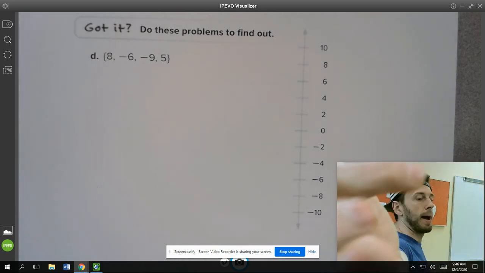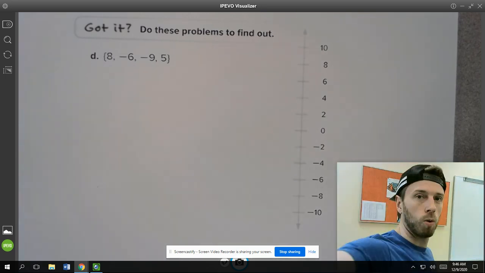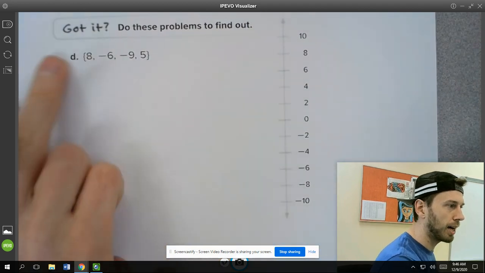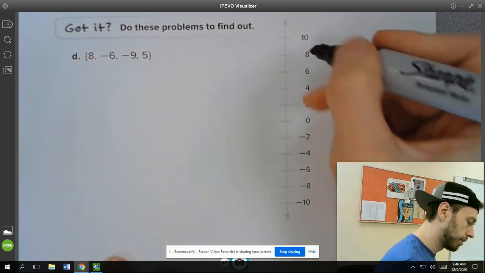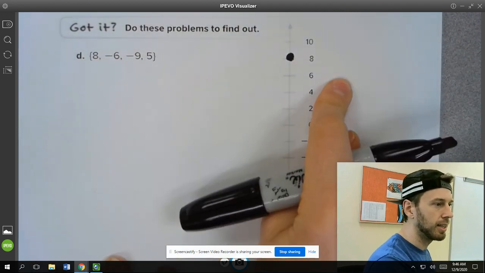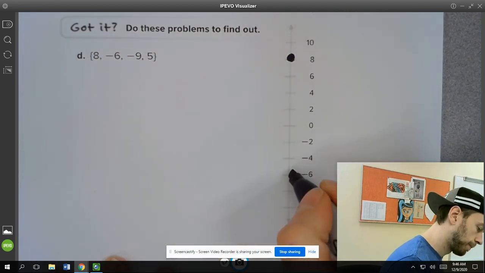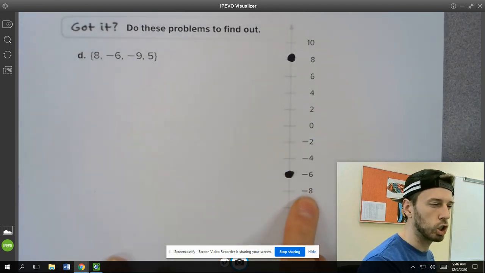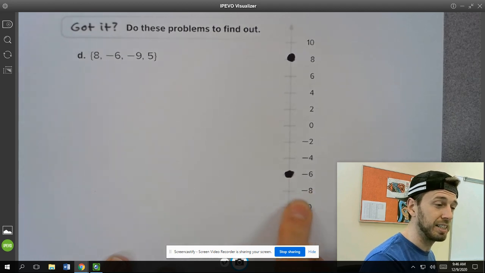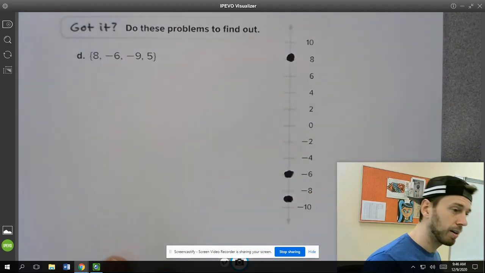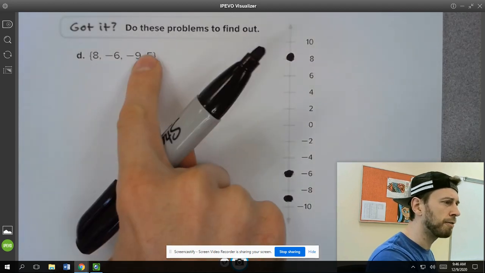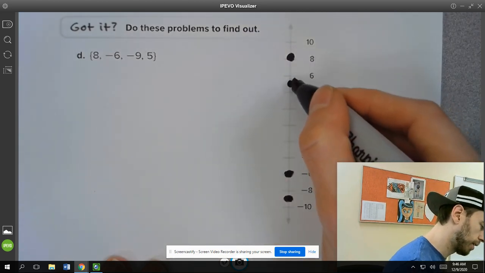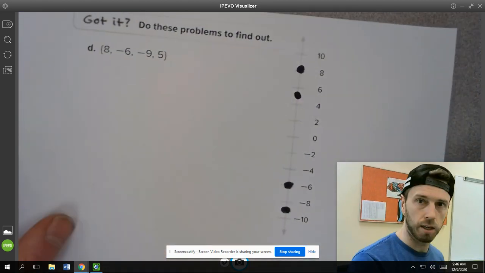And hopefully you're coming back to me with an answer. Okay, so we've got 8, -6, -9, and 5. 8 is positive, so it's going to be up above 0, right there. -6 is negative, down below 0, right there. -9, down below 0. I don't see -9 on my chart, but I do know that 9 is in between 8 and 10, so it's probably right there, even though it's not listed. And then 5 is positive. I don't see it on my number line either, but I know it's between 4 and 6 there because I know how to count, I think.